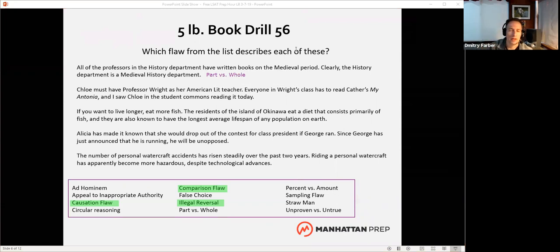Number two is saying that if you're in Professor Wright's class, you have to read this book. Chloe's reading this book, so she's in Professor Wright's class. Right? What do we call that? Just write it like this. If you're in Wright's, you read Cather. So she read Cather, so she's in Wright's class.